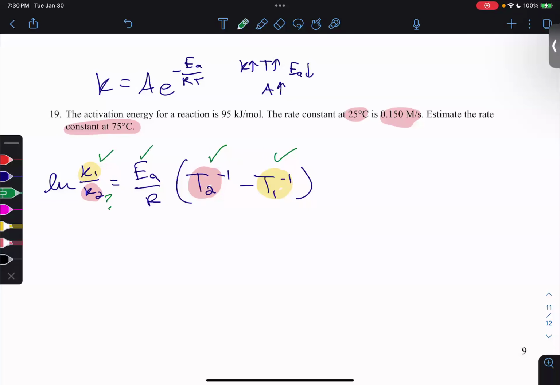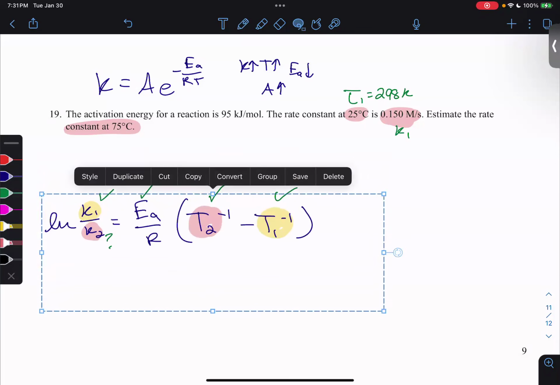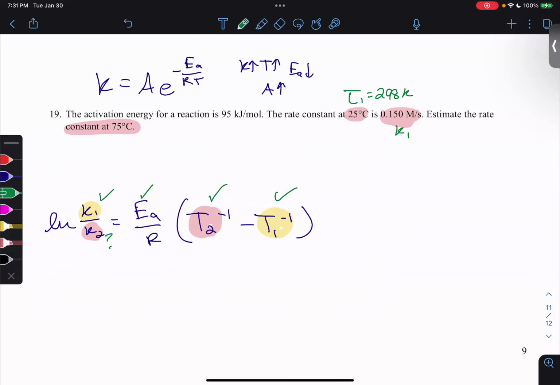So given this information, 25 degrees, that is T1. T1 equals what, 298 Kelvin? 0.15 molarity per second, that is k1. T2 is 75 degrees Celsius. I think, what is that? T2 is, what is it? 348 Kelvin. And I'm asking, what is that new rate constant at that new temperature?